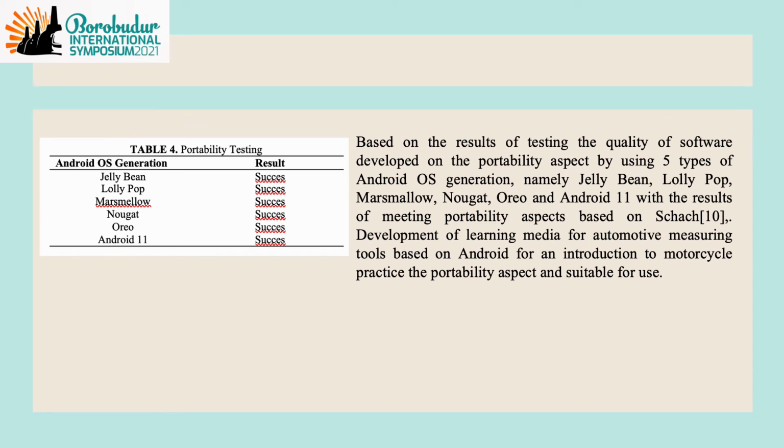And this is the testing with six types of Android operating system generations. We tried to install and open the application, and it was successful in installing and opening it, from Jelly Bean, Lollipop, Marshmallow, Nougat, Oreo, and the last Android system, Android 11.